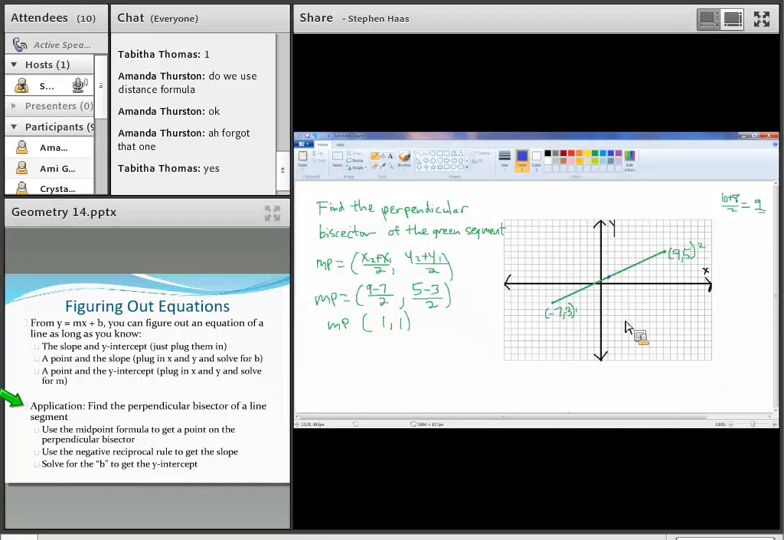Now, obviously, that's on the line. Does that look like the midpoint? Looks like it, right? Just from the naked eye, it looks pretty much like that. Okay, so now that's fine.